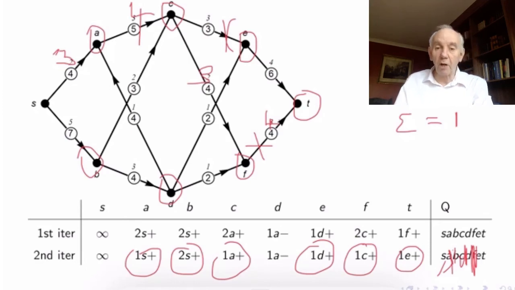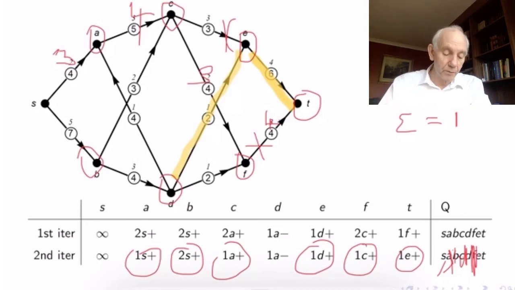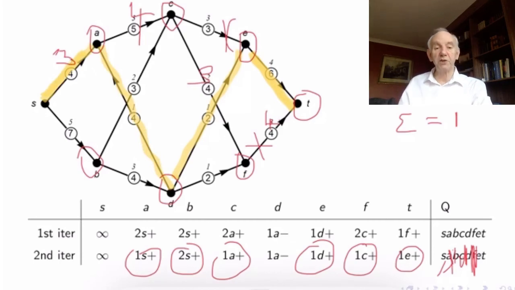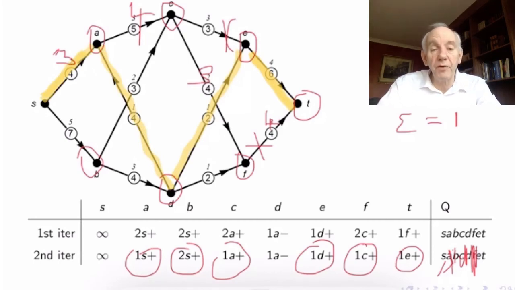So what is our winning path? We've got the 1 unit from E. And how did it get to E? It came from D. How did it get to D? It came from A in the backwards sense, and from A it came from S. So let's just look a bit more carefully at what's happened there.